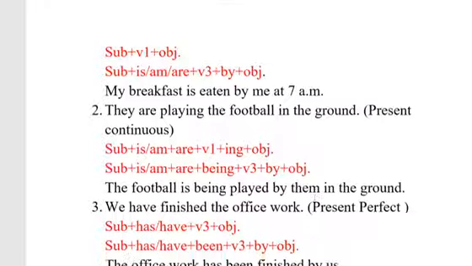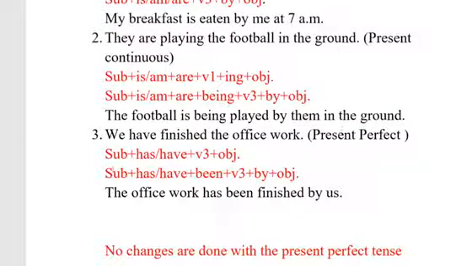Now we move further with the present perfect. Here the structure is subject plus have as a helping verb plus third form of verb then object. Okay, so we have finished the office work. Here the subject is we and the object is the office work. The office work will be moved to the front, and the helping verb will be chosen as per the subject. Office work has been, yes, in the passive form of present perfect, been is to be added, and then the third form of verb. The office work has been finished by us.